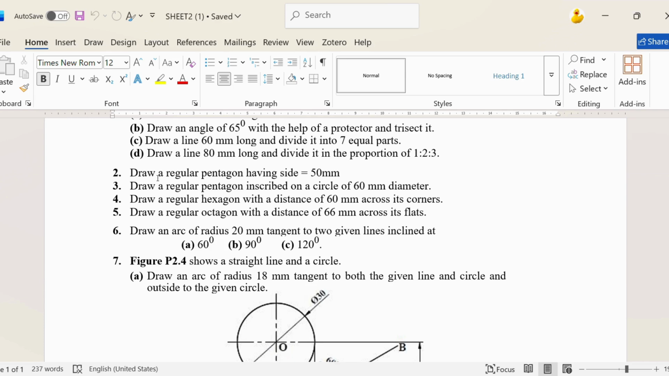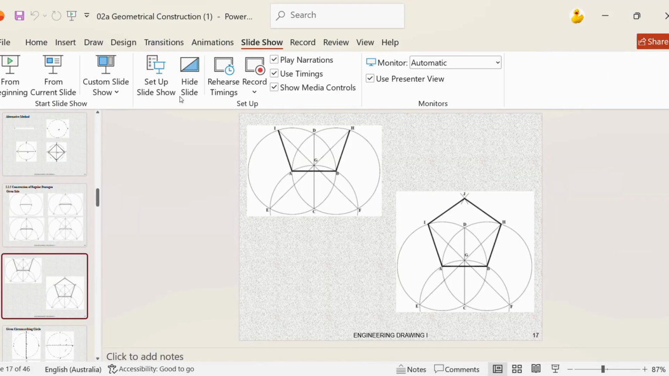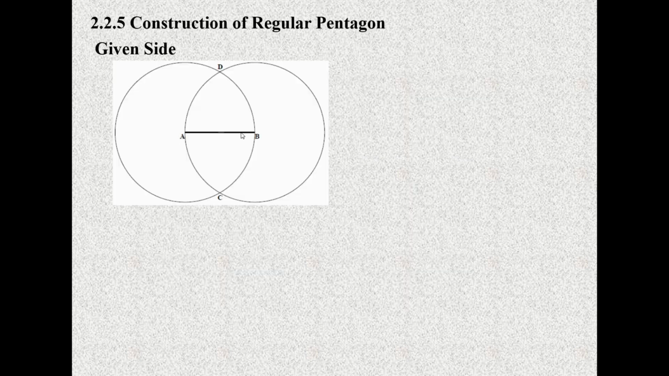So let's learn how to draw a regular pentagon when side is given. Here for example, side is 50 mm. So we should learn how to draw a regular pentagon when side is 50 mm. So let's focus here. In first step, you should draw a line of a given length, that is AB. Its length is 50 mm.